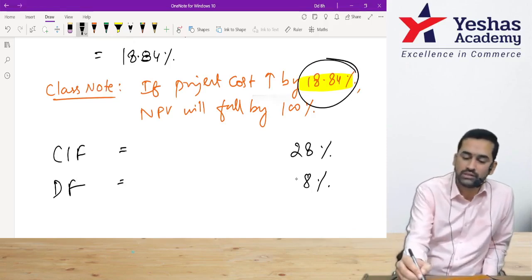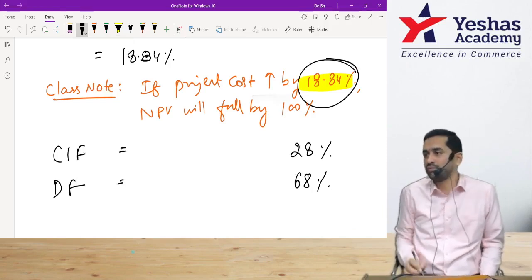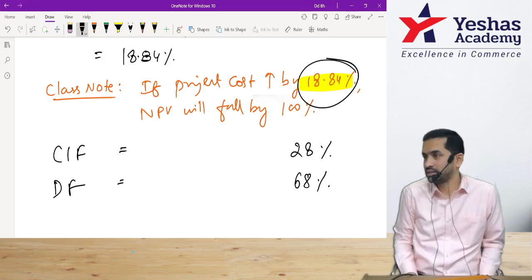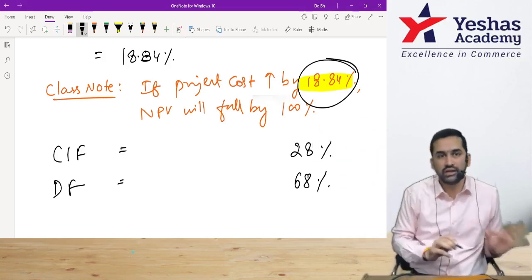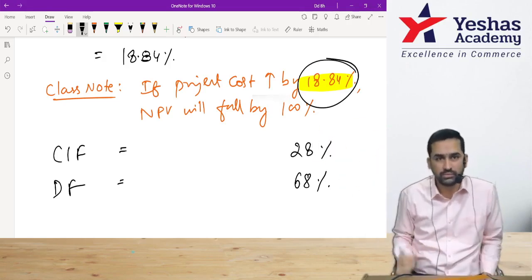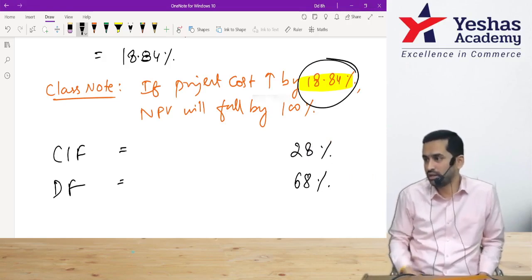Imagine some other number is 68%. You are safest here. Correct? 68% change only will create a problem. Up to that, you are safe. That means now you will go by the lowest item.